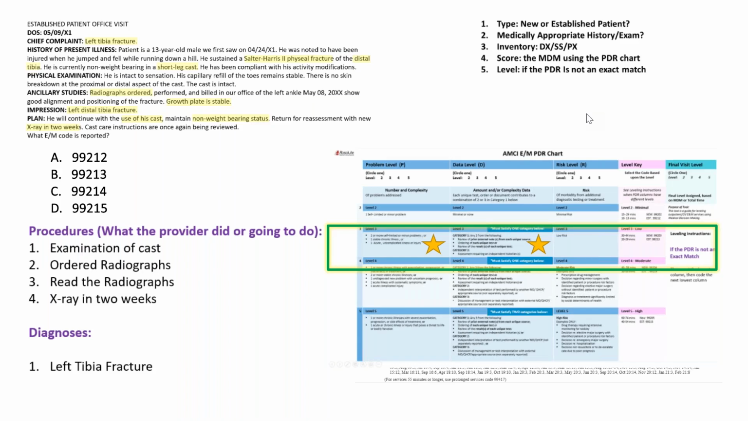Tell us how you guys feel about that. Hopefully you guys are feeling better about leveling. It takes a while to get used to. Once you get used to it, it's pretty good.